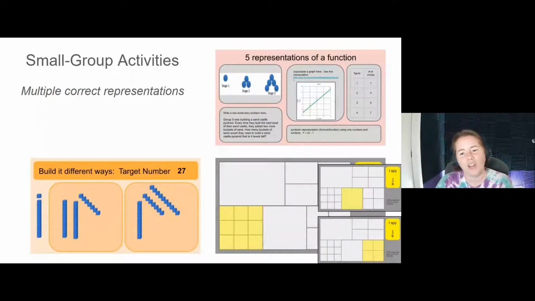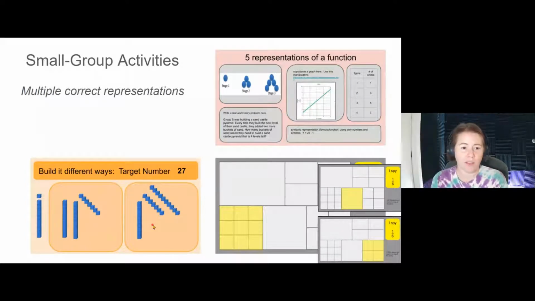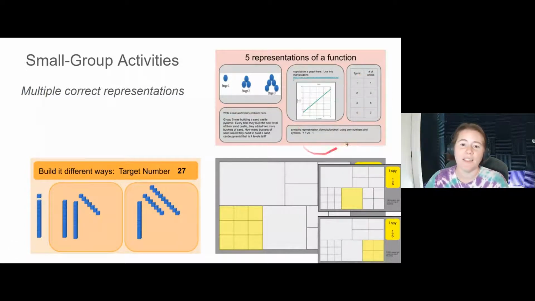The second type of structure that I really like to use in these are small group activities, ones that have multiple correct answers. So whether we're looking at different ways of building the number 27, now I have 2 spaces for 2 friends to show their thinking, and they're both correct. They're just different. In an I Spy activity, they're looking for 1/6, and 3 friends are able to show that they have it correct. And in Algebra 1, they are looking at a function in 5 different ways. Each person has a space to show their thinking.